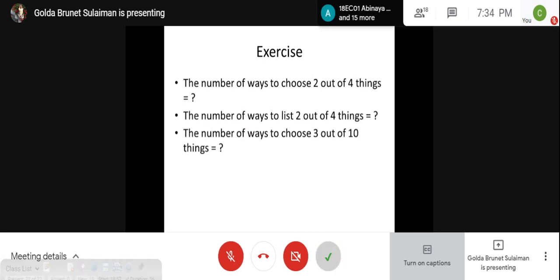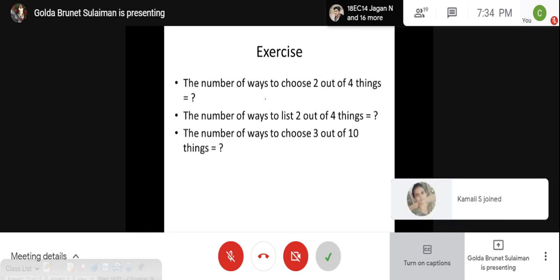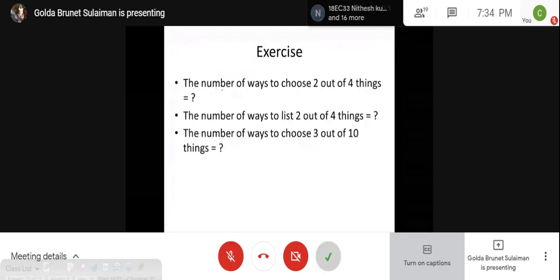So anyone computed the answer? Ma'am, 12. First one. Okay, so what is this? Choose. That means what? Permutation or combination? What did you apply here? Permutation, ma'am. Why did you decide permutation? Number of ways.